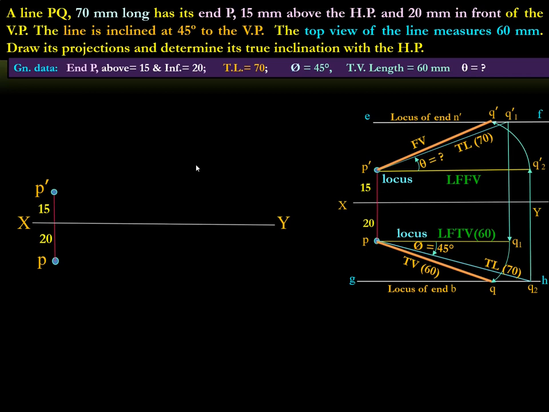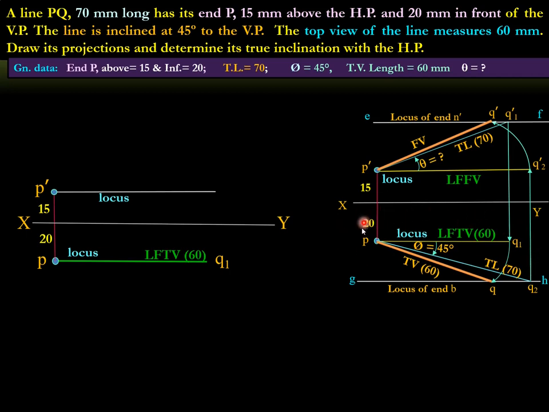Next, we need to draw the locus line from the top view point. In this particular problem, while drawing the locus line from the top view point, we should not draw the locus line to any length, but we need to restrict the length of the locus line to the length of the final top view, which is equal to 60 mm. Name the end of the locus line as q1. Next, we need to draw the locus line from the p dash point and ensure that both the locus lines are parallel to the XY line.